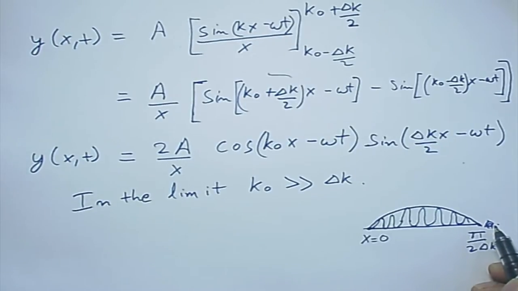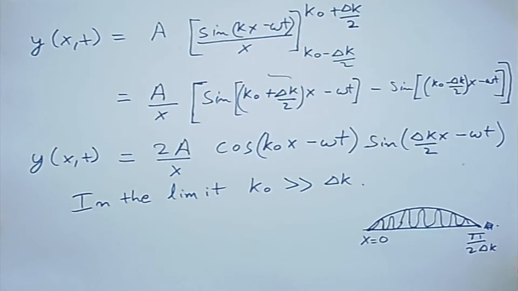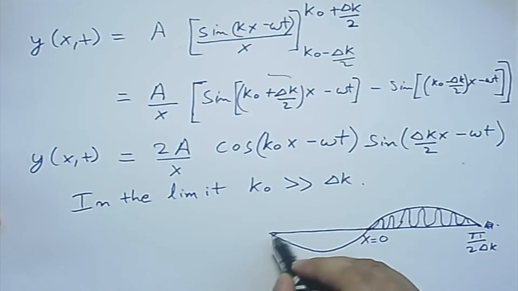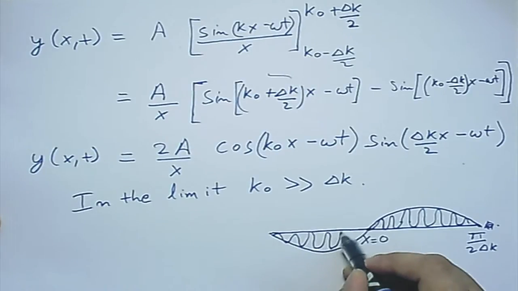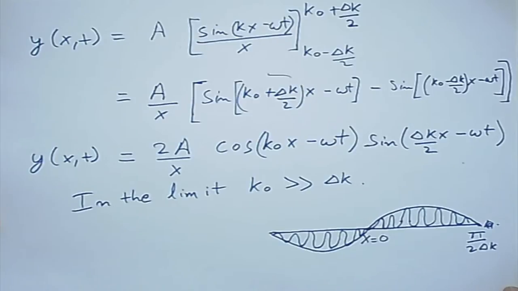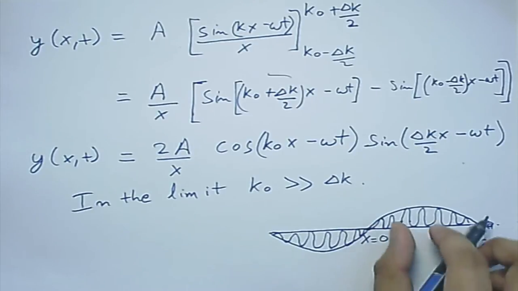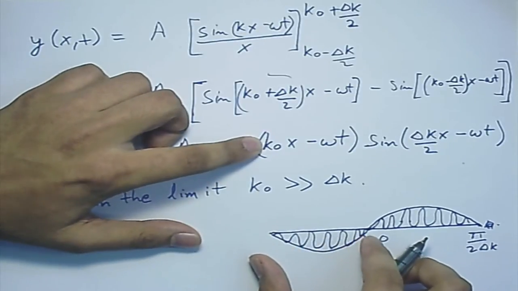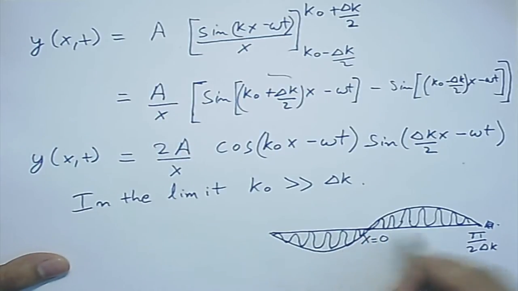Again, this highlights the group and the phase velocities. And now the envelope would actually look like this. If we take it ahead beyond, it would look something like this. The number of oscillations within each group would be different from how many I have drawn right now, which would be dependent entirely on the k naught and delta k.